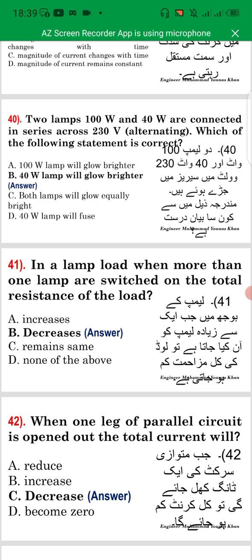Question number 41. In a lamp load, when more than one lamp is switched on, the total resistance of the load increases, decreases, remains same, none of the above. So the correct answer is decrease.